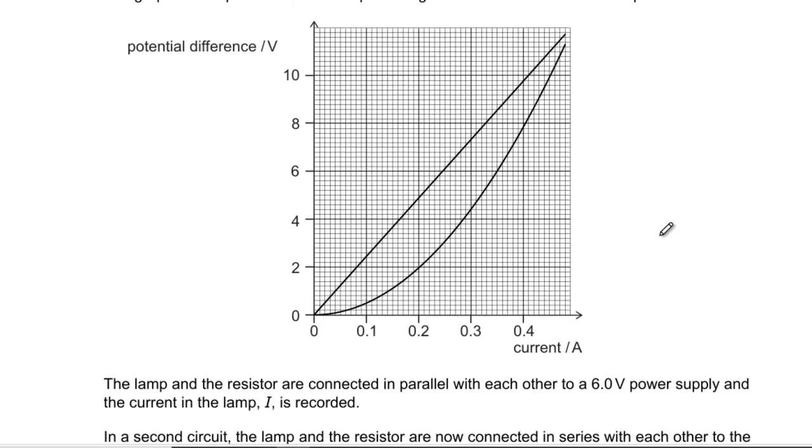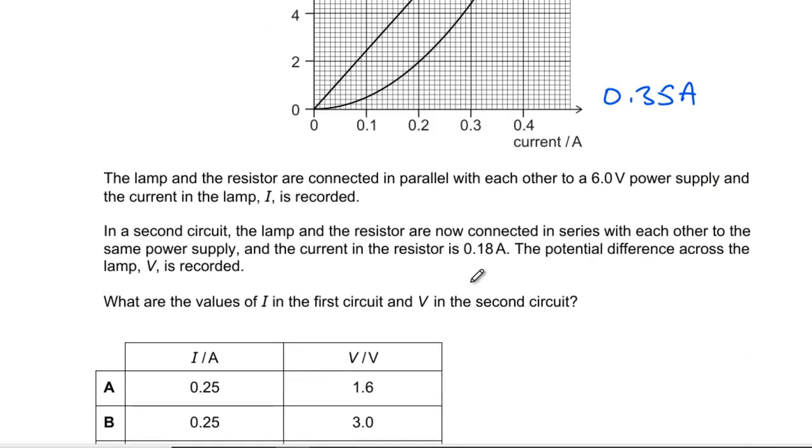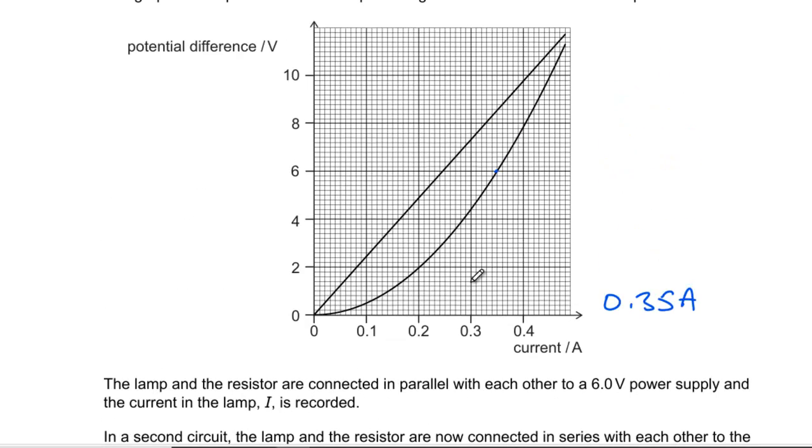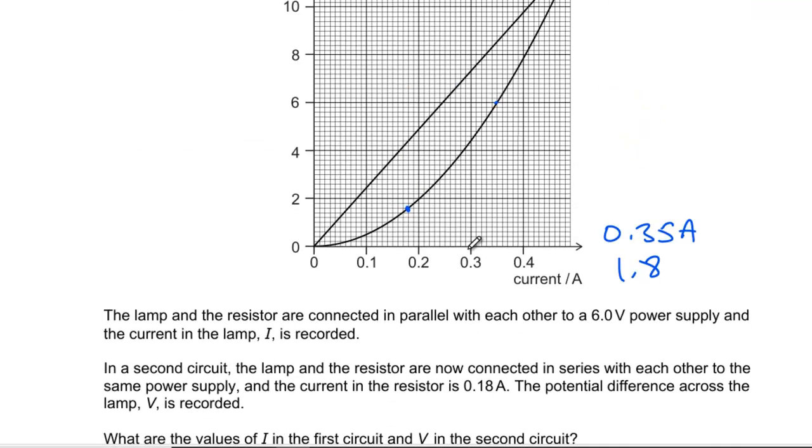We're just reading it off the graph twice. So when we've got 6 volts, we want to get the current in the lamp, which is going to be the curved one. So that's here. So we've got 0.35 amps. And then we've got a current of 0.18. And we want the PD. Okay, so 0.18 is what here? So what's that, 1.8? So 0.35, 1.8. No, it's obviously not 1.8.